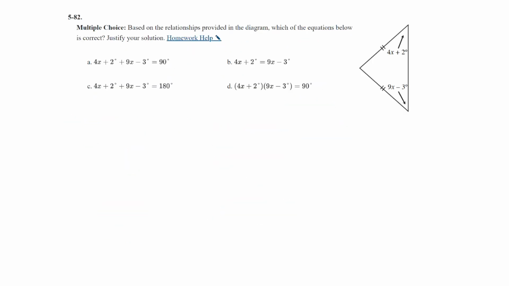Question 82, multiple choice. Based on the relationships provided in the diagram, which of the equations below is correct? Justify your solution. So since we're looking at an isosceles triangle, the angles opposite those side lengths should also be congruent. So 4x plus 2 and 9x minus 3 should be equal to each other. So which one of those matches up? 4x plus 2 equals 9x minus 3. That one is correct. And the other ones we had equal 90. They're not. We don't know they're complementary. We don't know that they're supplementary. And we can't multiply them and get 90. So it looks like B is the only correct choice on this one.